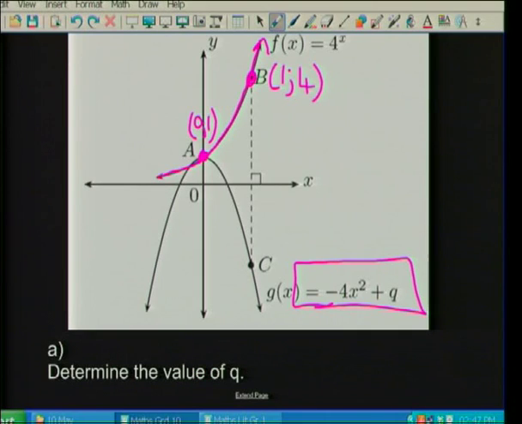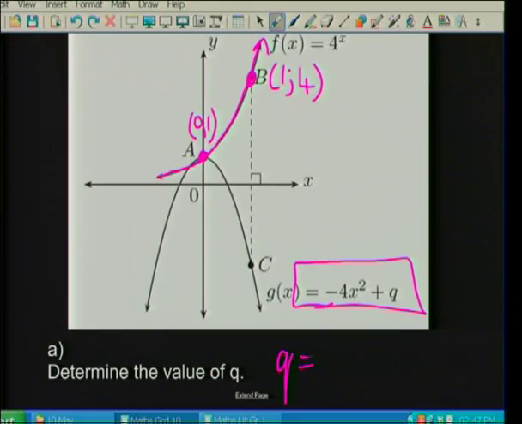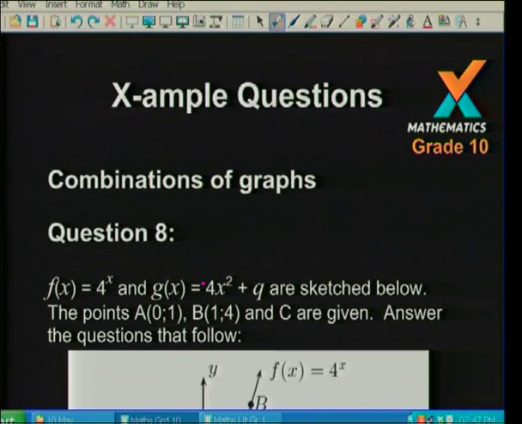If you have a look, the moment you fill in the point A, you can see that the point A is the turning point of the parabola, so therefore the value of q must be 1, because the parabola turns where y is equal to 1. So I'm going to say the value of q is 1, which now makes the equation of my parabola g of x equal to minus 4x squared plus 1. Right. Next question. Just putting in the minus there.